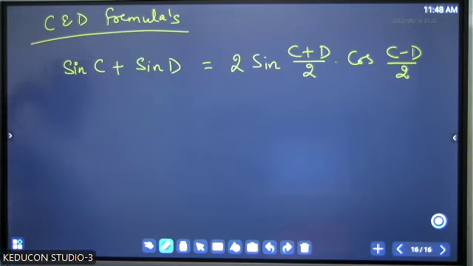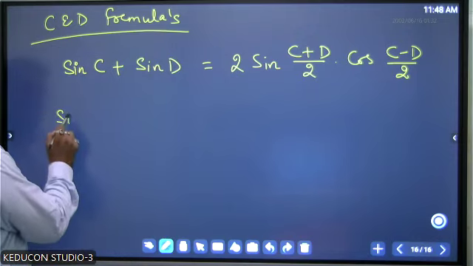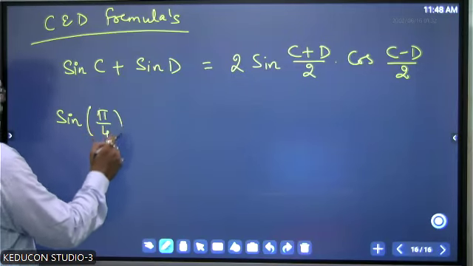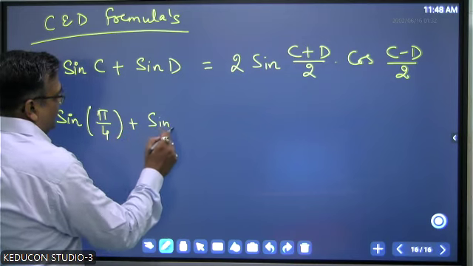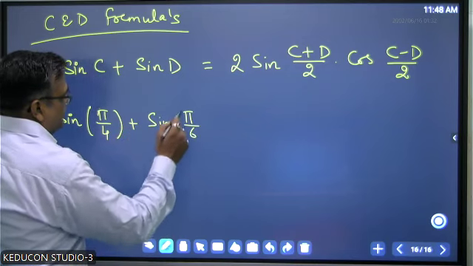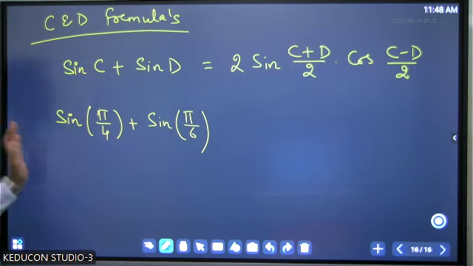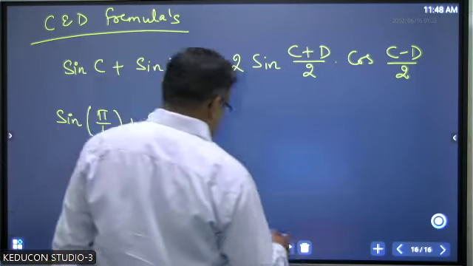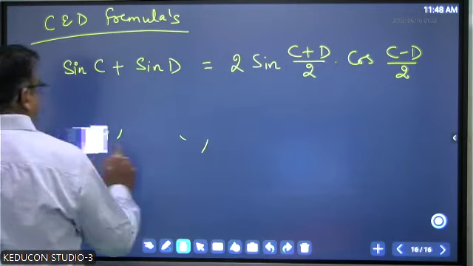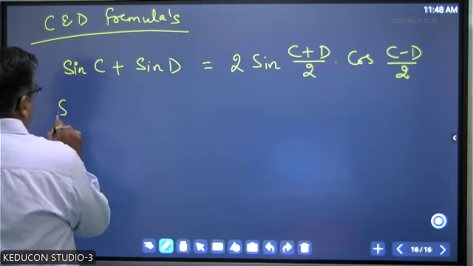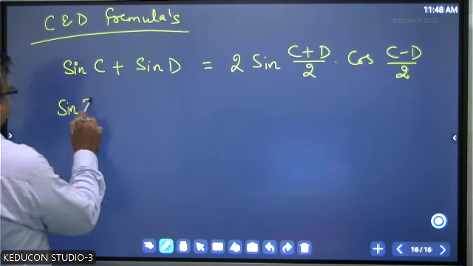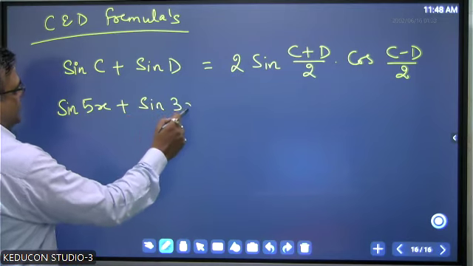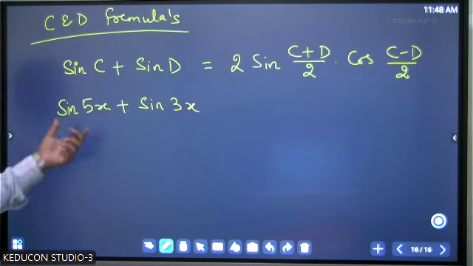Example लेके करते हैं students. Let's say we have sine of pi by 4 plus sine of, let's say, pi by 6. If you have to solve them, how will you do it? Or let's take it different. Let's say if you have sine of 5x plus sine of 3x. If you have to do this, now this is C.